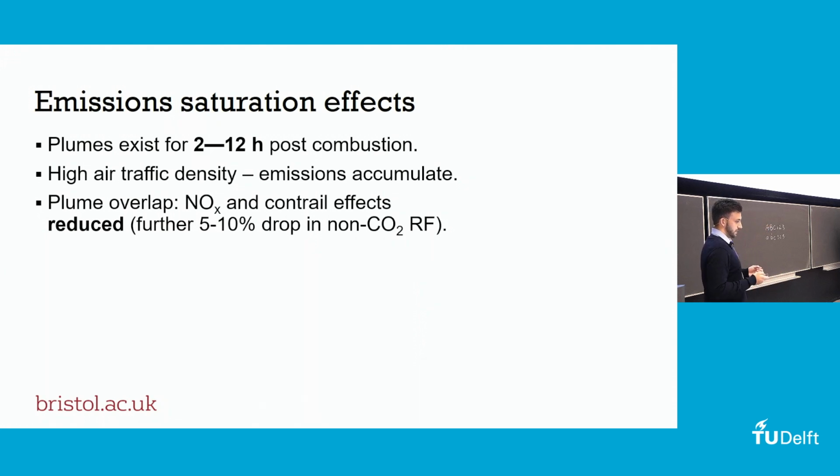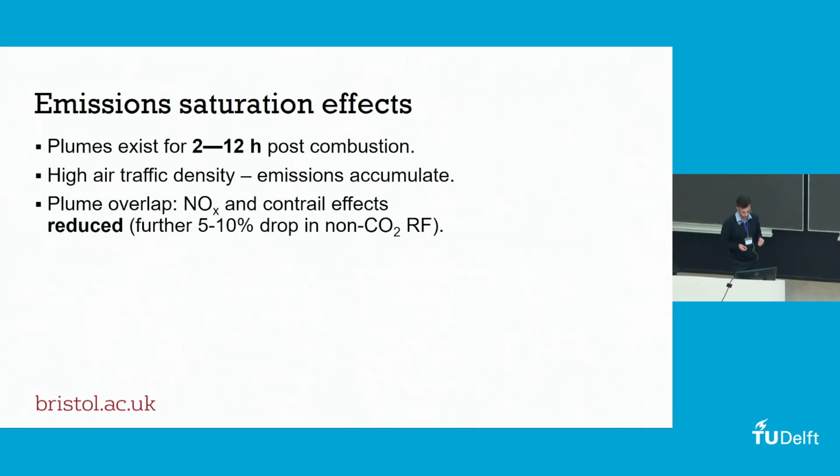And funnily enough, it's completely counterintuitive, but the overlap of 2 or more aircraft exhaust plumes can actually lead to reductions in the NOx and contrail effects. So potentially another 5 to 10% drop in non-CO2 radiative forcing as a result of simply overlapping plumes.